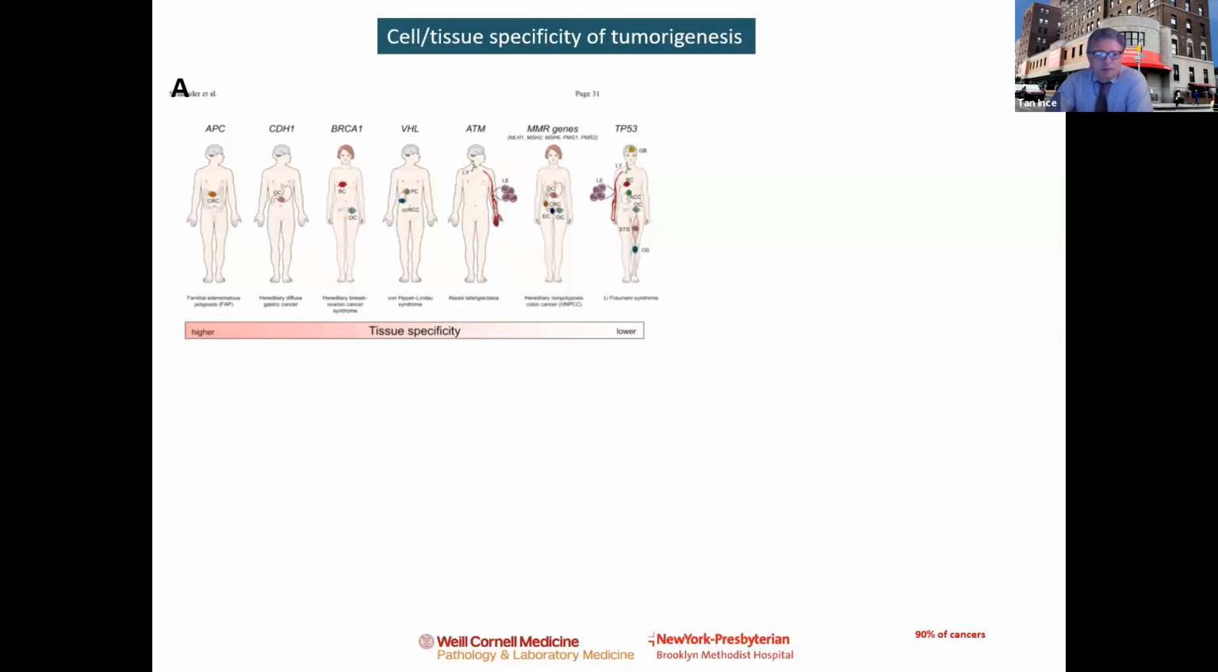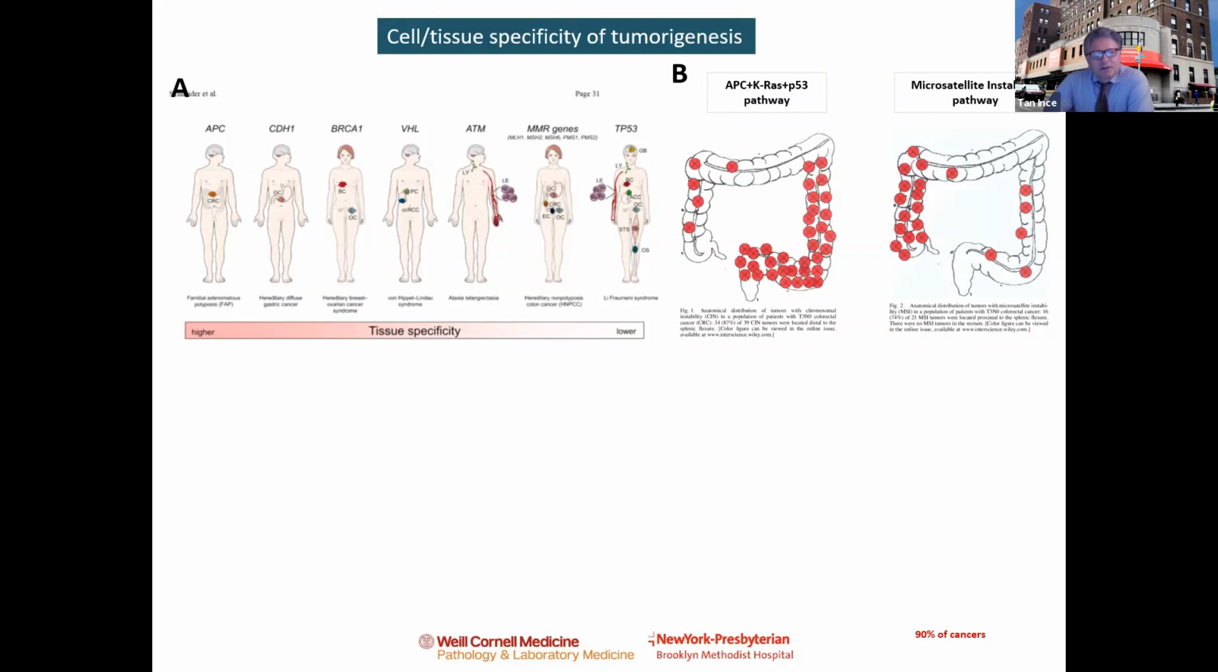For example, BRCA gene, when it's mutated in a woman, they will get breast cancers. If BRCA2 is mutated, they will get ovarian cancers. P53 will give you Gardner syndrome. APC will give colon cancers. Even though these genes are expressed in all tissues, when they are inherited with a mutation, you don't get cancer everywhere.